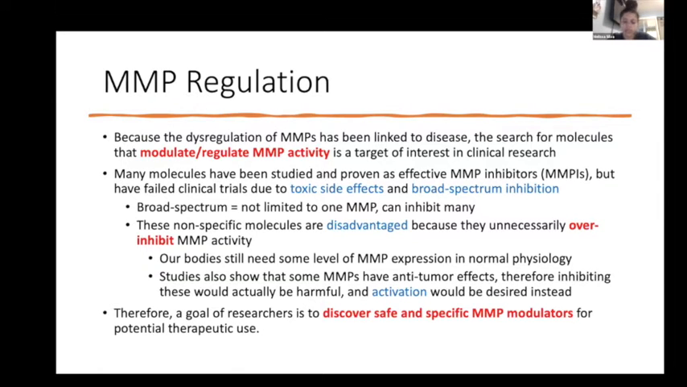Also, studies show that some MMPs have anti-tumor effects. Therefore, inhibiting these would be harmful, and we would instead want to activate them. Therefore, a goal of researchers is to discover safe and specific MMP modulators for potential therapeutic use.